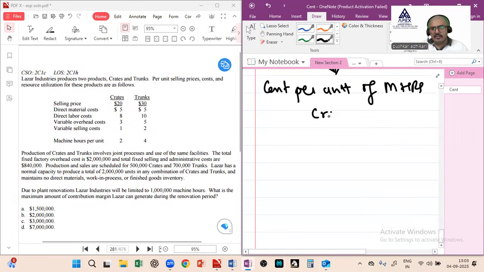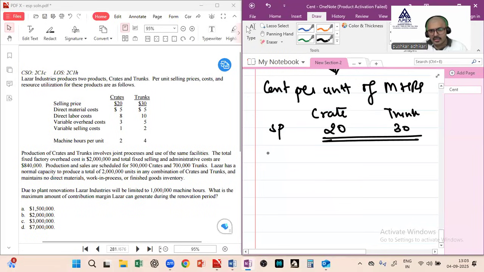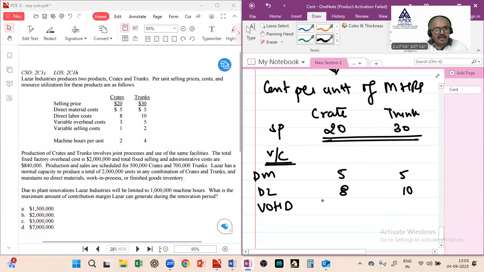Let us get in. We are looking at crate, we are looking at trunk. Let us put in selling price 20 and 30, seal it off over here. Let us list down our variable cost. Sir, direct material, how much is direct material? 5. 5. How much is direct labor? 8. 10. How much is variable overhead? Variable overhead is 3 and variable overhead is 5. What is the total? 8 plus 5, 13 plus 3, 16. I hope everybody is with me on that. Yes or no, please tell me that. Right? Agreed or disagreed? 8 plus 5, 13 plus 3, 16.